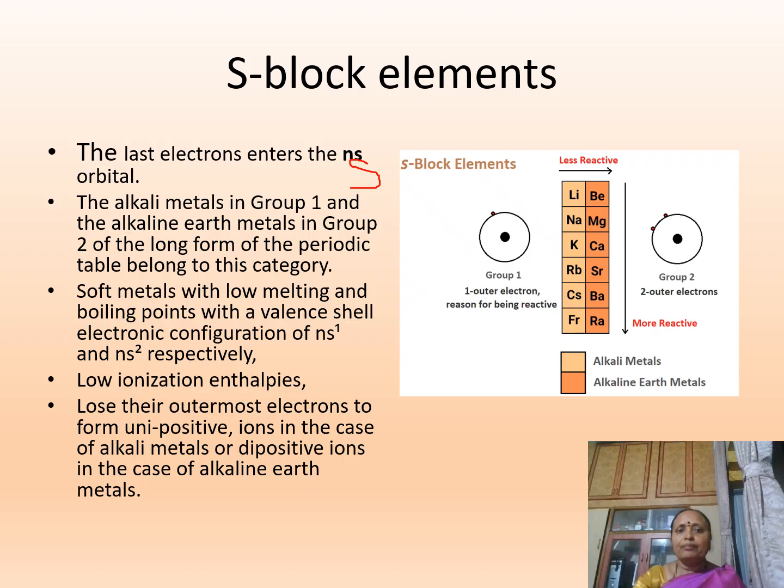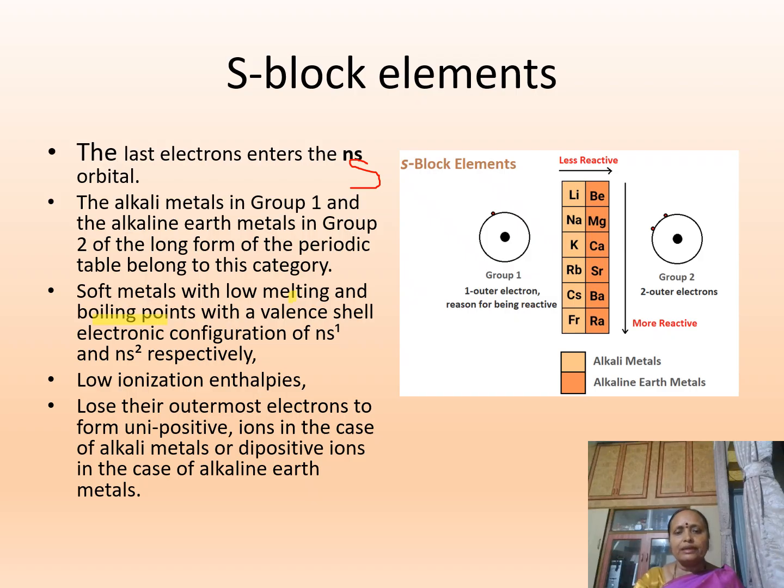The alkali metals are group 1, this is group 1 and this is going to be group 2. So these two groups come under S block elements. The elements in the S block are usually soft. They have low melting and boiling points. They have low melting point as well as boiling point. They have low ionization enthalpies.